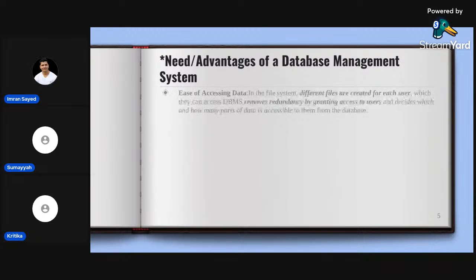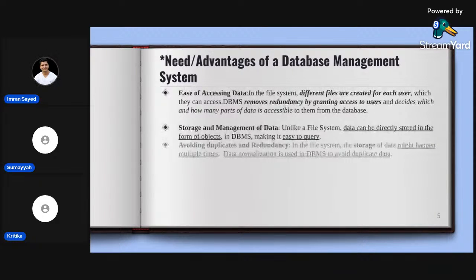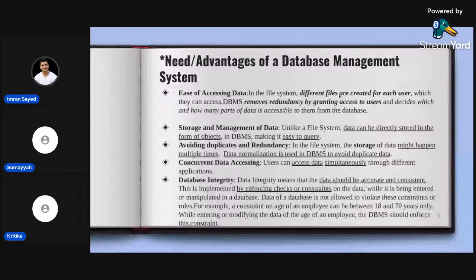Ease of access, storage and management, avoiding duplicates, good. Concurrent, we did that. I think we did all of them. We didn't miss anyone. Maybe the order here and there, but we covered everything.